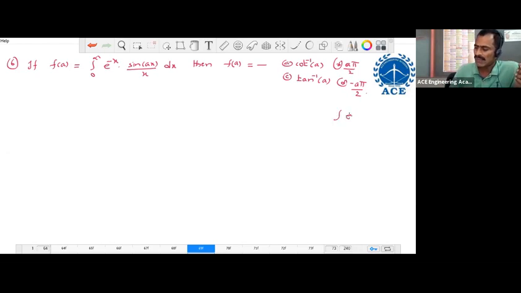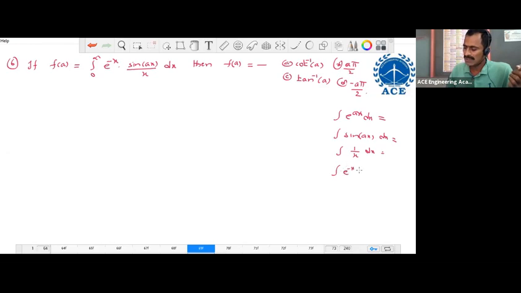We know the integral of e power ax dx. We know the formula for the integral of sine ax dx. And we know the integral of 1 by x dx. We know the direct formulas for these integrals. And if we have an integral like e power minus x into sine x dx, we can write the integral using the direct formula. And if we have e power minus x into cos, we can integrate that also.